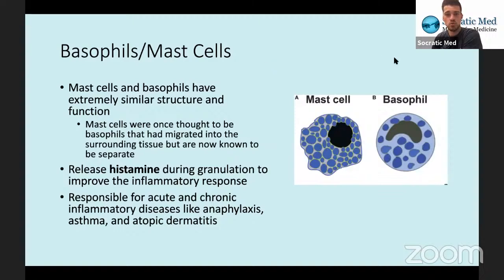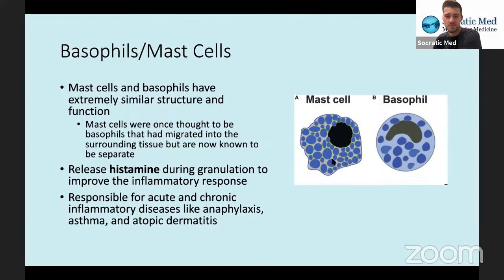Okay, and two more of these granulocytes are basophils and mast cells, which are usually taught together because they're very similar. They are slightly different. Mast cells and basophils have extremely similar structure and function. Mast cells were once thought to be basophils that had migrated into the surrounding tissues, but are now known to be separate, so kind of similar to the macrophage monocyte thing.